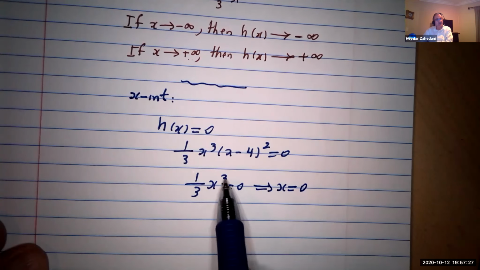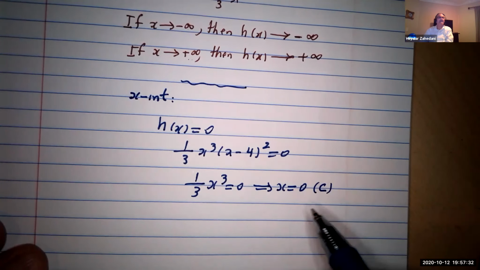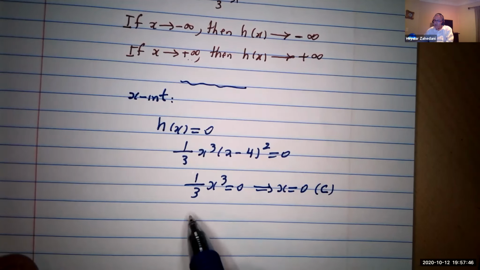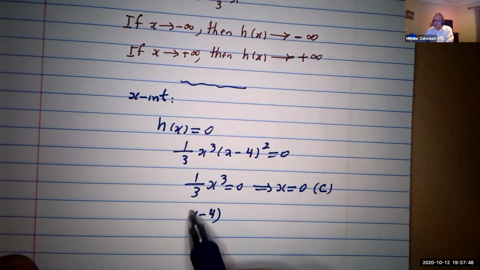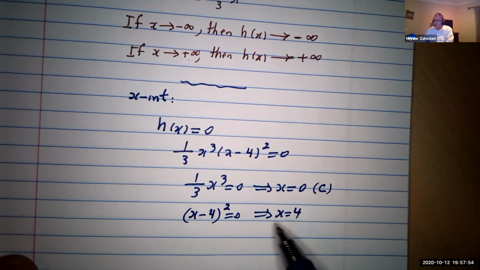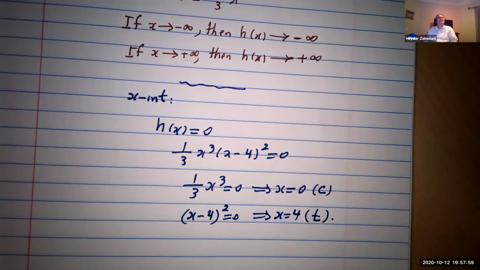And the power is 3, which is odd. So in this case, you are going to cross the x-axis. Even power, you touch; odd power, you cross. So we cross at 0. Any question? So we continue: x minus 4 whole squared equal to 0. That gives us x equal to 4. The power 2 is even, so in this case you are going to touch the x-axis. Any question? So we get crosses and touches.